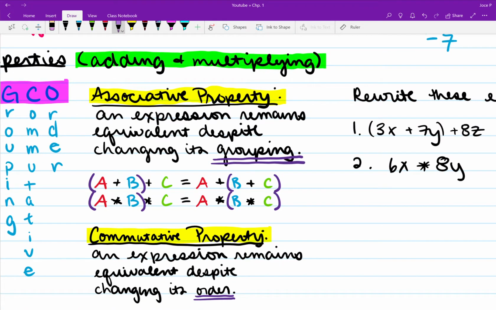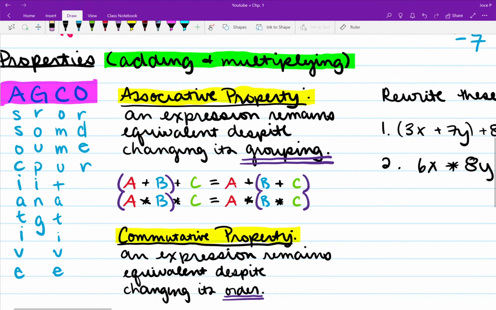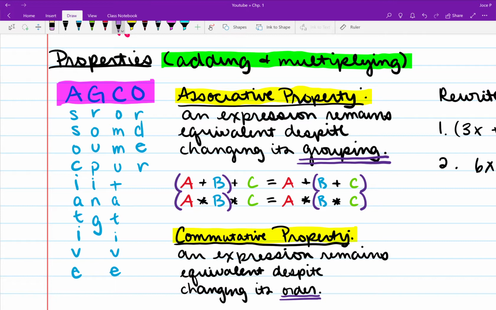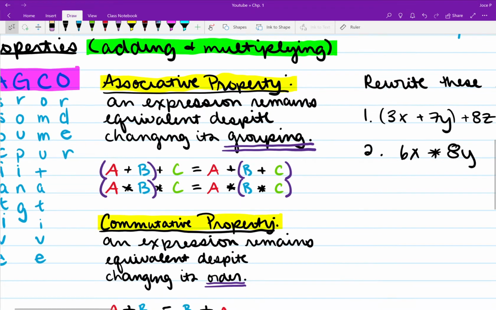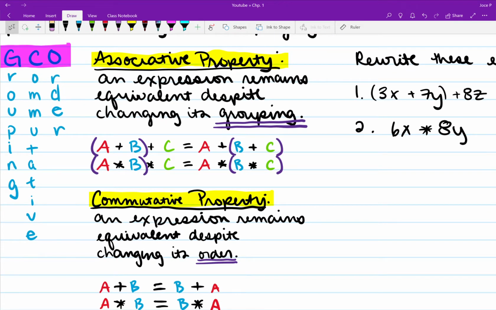The associative property states that an expression remains equivalent despite changing its grouping. So that's the AG part of AGCO. For example, we have A plus B in parentheses plus C is going to be A plus B plus C in parentheses. And then we can do the same thing with multiplying, because these are for both adding and multiplying. A times B in parentheses times C equals A times B times C in parentheses.